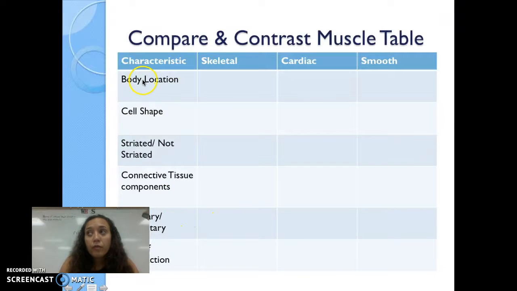Over here you have body location, where it's found, cell shape, striated or not, connective tissue components, so this will be new, voluntary or involuntary, and type of contraction. You're going to fill this table out, and I'm going to actually check it in class tomorrow. So make sure you have it done. I'm going to sign next to it.